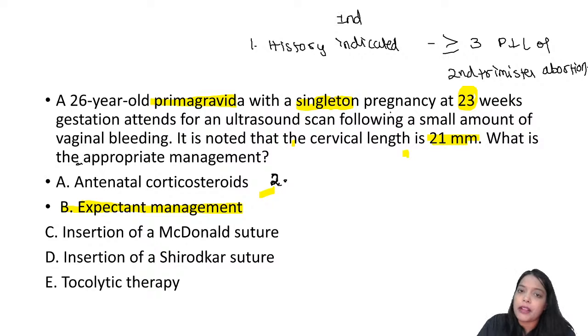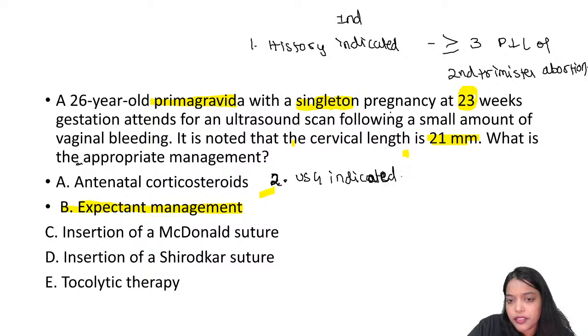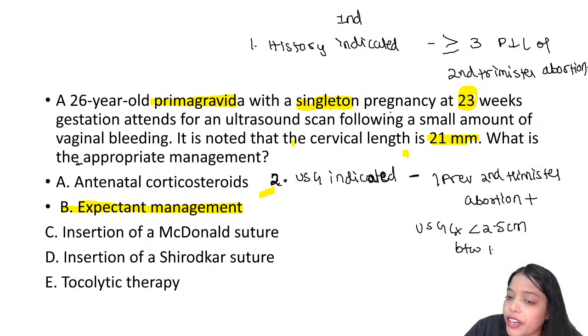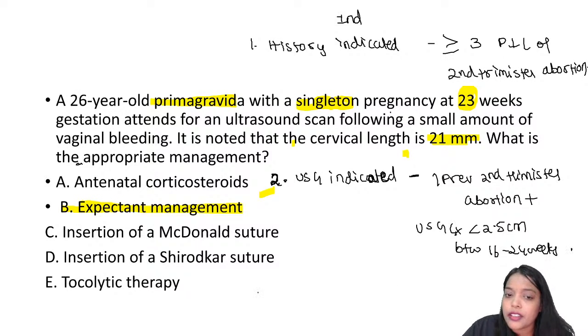Second, USG indicated. USG indicated is where they have one previous second trimester abortion plus USG showing cervical length less than 2.5 centimeters between 16 to 24 weeks. Third, emergency cerclage, when the cervix is dilated.